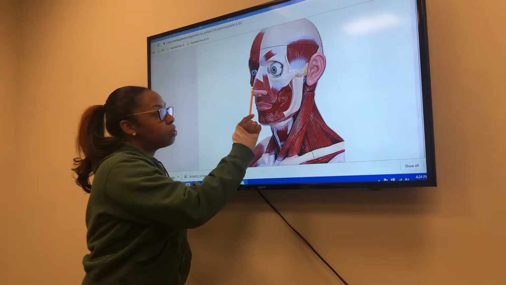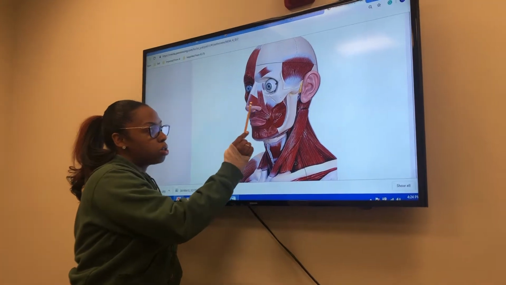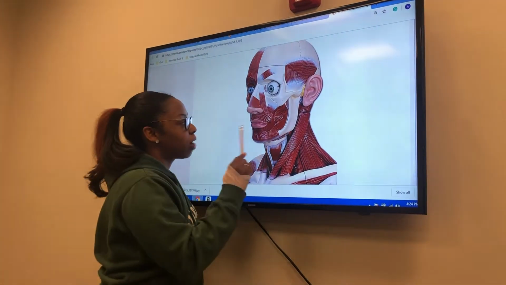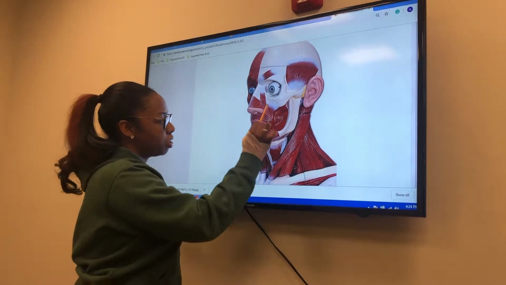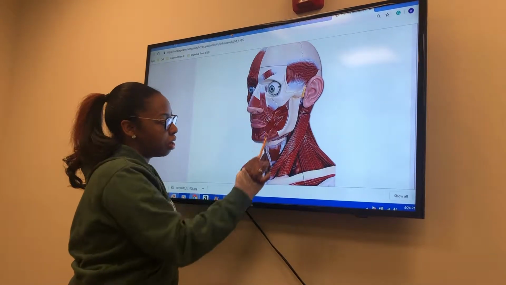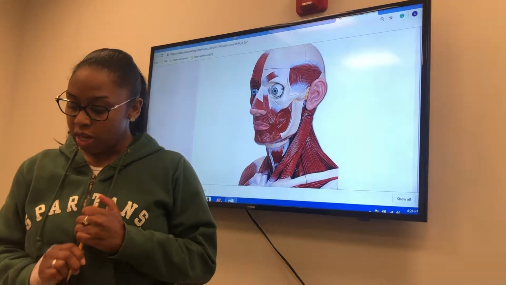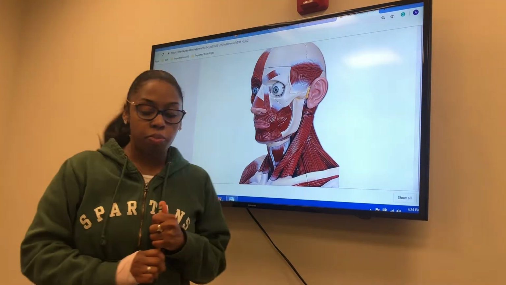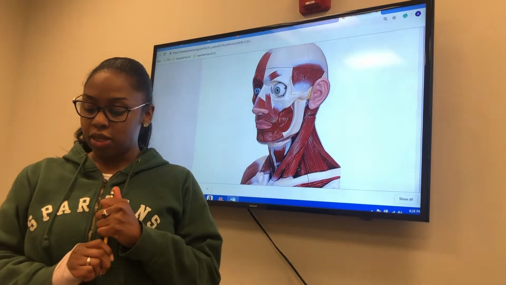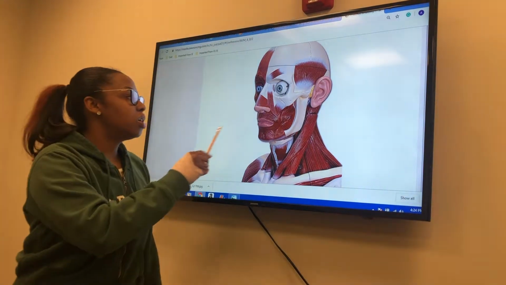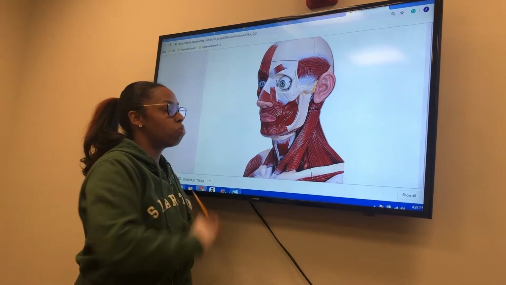This is the nasalis muscle, which is across the nose. It has an origin of the frontal process of the maxilla, which the maxilla bone is in this area here. It has an innervation of the depressor septi, but its insertion is the nasal aponeurosis, and its action is to open and close the nostril muscles.